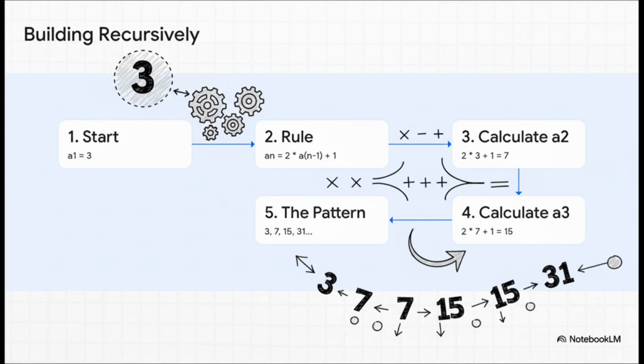Okay, so we're going to start with the number 3. The rule says to get the next term, you take the last term, multiply it by 2, and then add 1. So for term 2, we take our starting number, 3, multiply by 2, that's 6, add 1, and we get 7. Now for term 3, we take that 7, multiply by 2, that's 14, add 1, and we get 15. See how each step is built entirely on the one that came before?